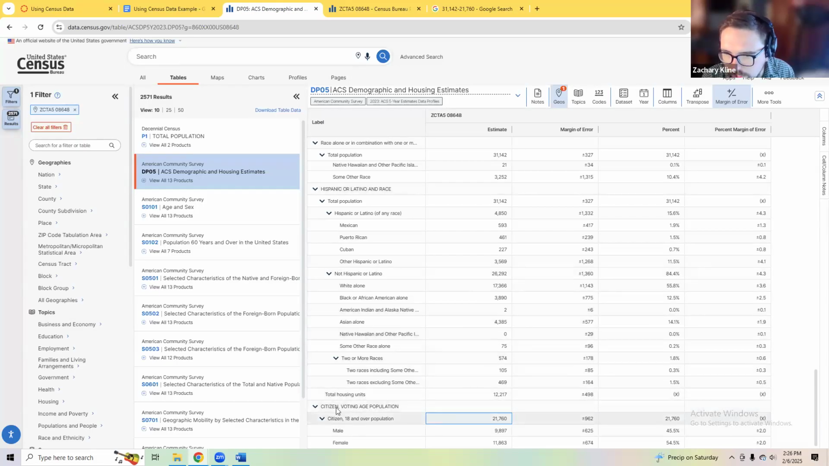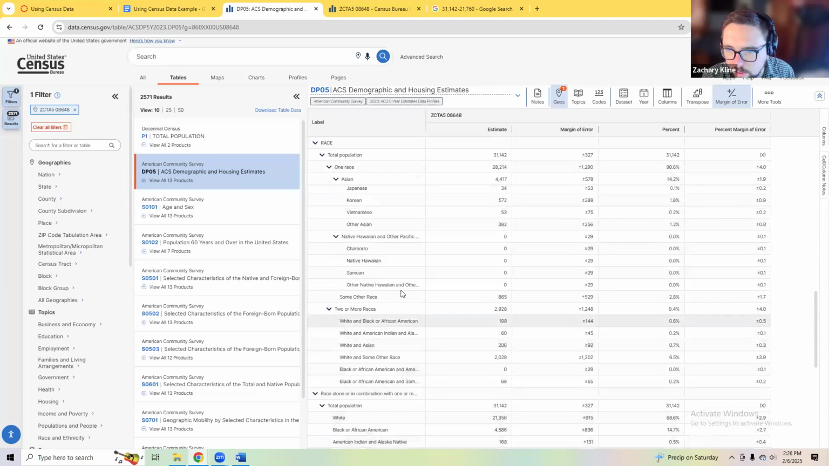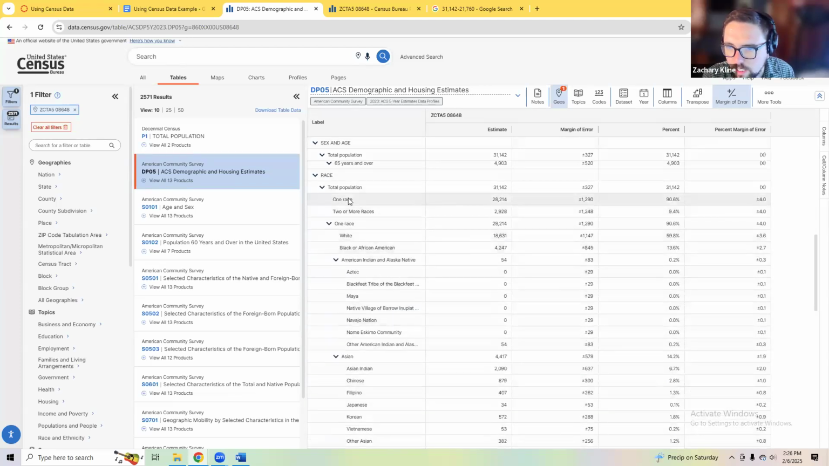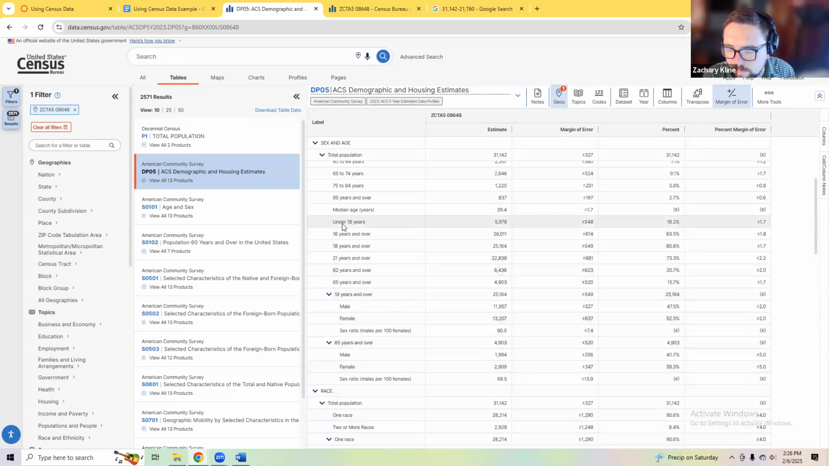Wait, this is the citizen population. Good catch here. We don't want the citizen population. We want the... oh, there it is. I knew it was somewhere. Under 18, 5,978.